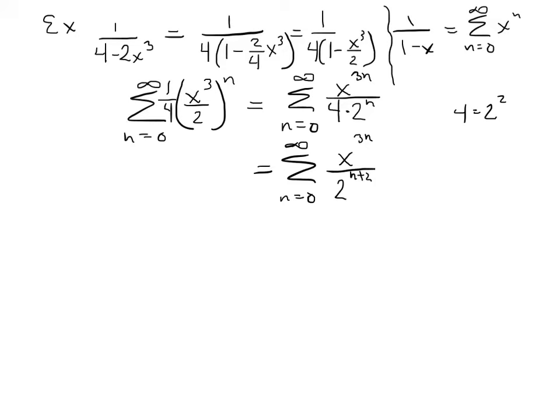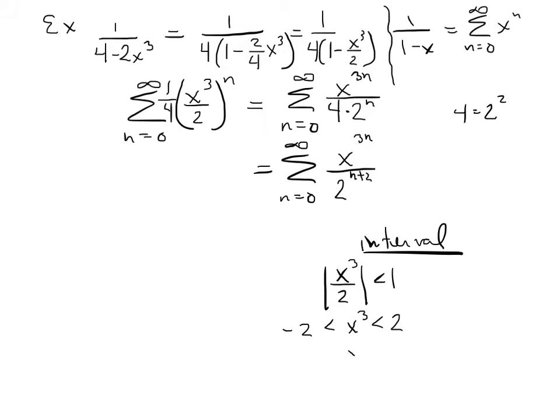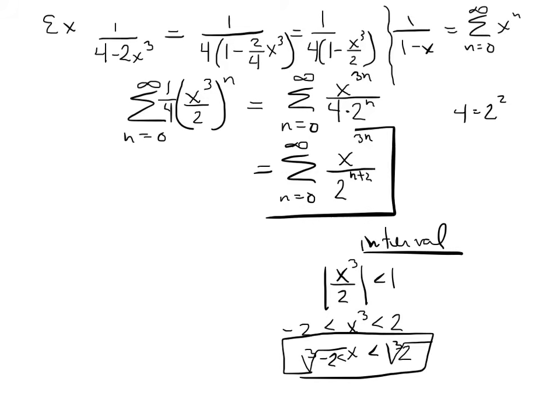All right. And if I wanted to find the interval for this one, instead of plugging in x into that absolute value, I'd plug in x cubed over 2. And so this would be where x cubed would go from 2 to negative 2, and then we'd take the cube root. So any x from the cube root of 2 to the cube root of negative 2 would work. That would be our interval. So here's our power series, and here's our interval.